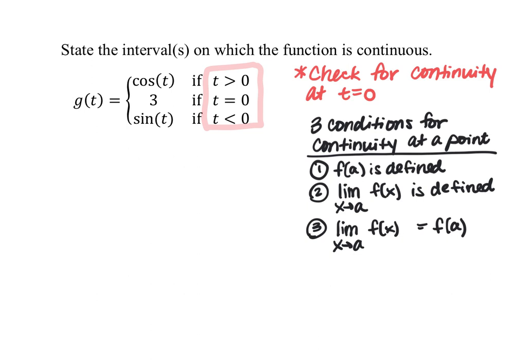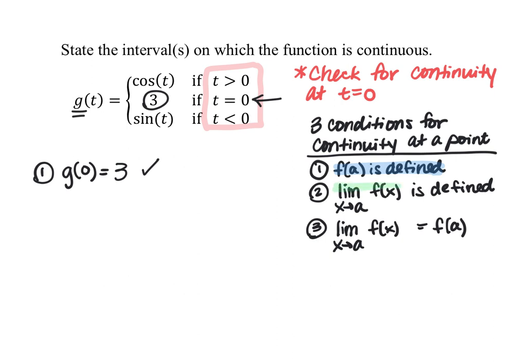So this first condition says f of a is defined. We're looking for continuity at 0, so we're going to check to see if f of 0 is defined. Now our function is named g, so that means we're checking to see if g of 0 is defined. And you can see right here in our piecewise function that when t is equal to 0, the output is 3. So yes, g of 0 is defined, and in fact we know that the value at 0 is 3. So the first condition has been met.